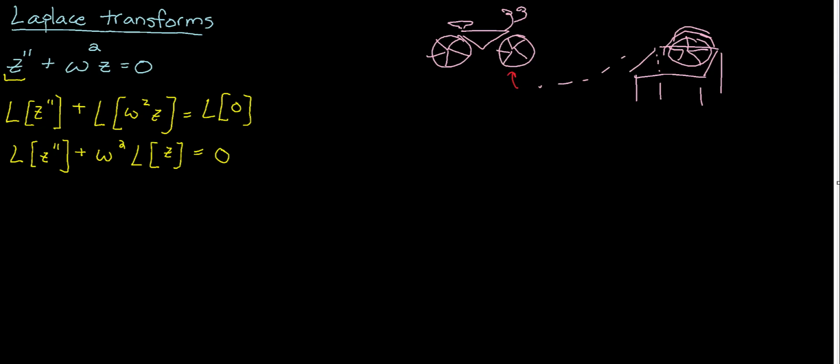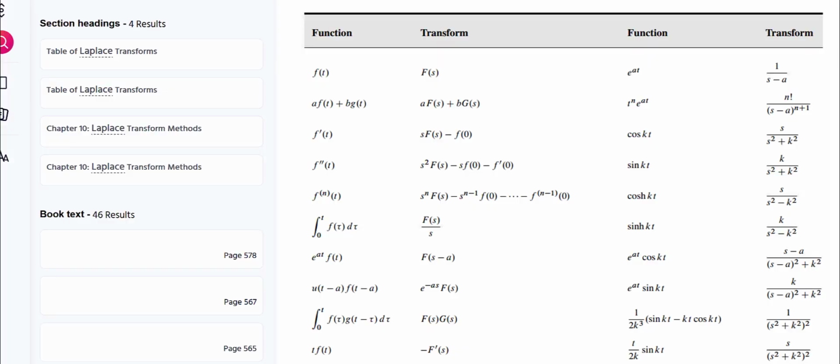The first thing I need to do here is figure out what is the Laplace transform of the second derivative of z. So I'm going to go shopping for Laplace transforms. I'm here in my table and I'm looking around. Where is my second derivative? Right here. Okay, f double prime. I've got a z double prime. I don't care. Apples, bananas, what's the same difference? And here's what I need.